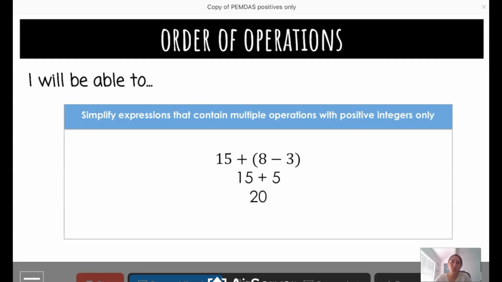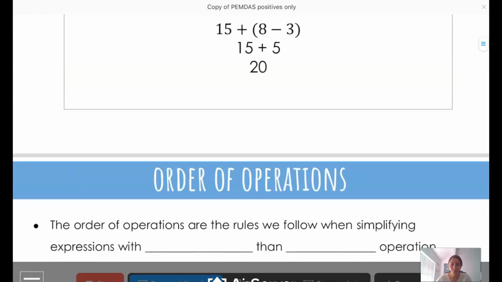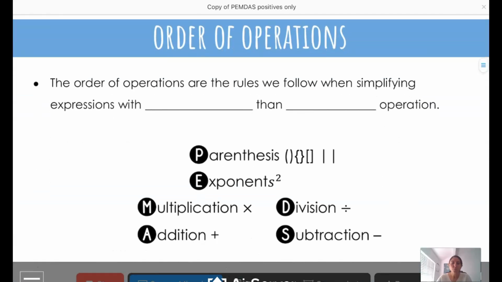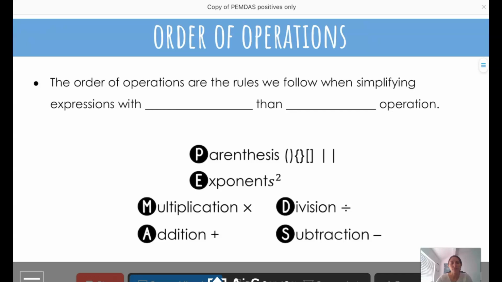Hey class, today we will be learning about order of operations. So by the end of this lesson, you will be able to simplify expressions that contain multiple operations with positive integers. First, what are the order of operations? The order of operations are the rules we follow when simplifying expressions with more than one operation.